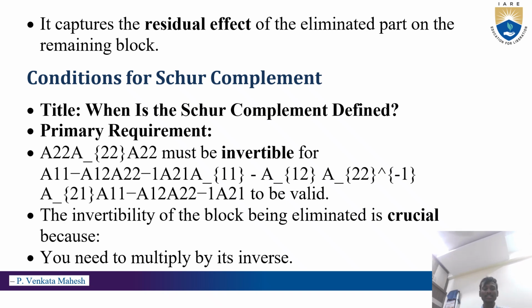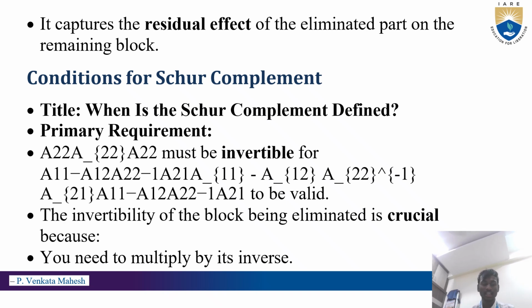Let us consider that A11 is invertible. Now, what is the condition for the Schur element? The Schur complement of A11 is S = A22 minus A21 into A11 inverse into A12. This is the condition.